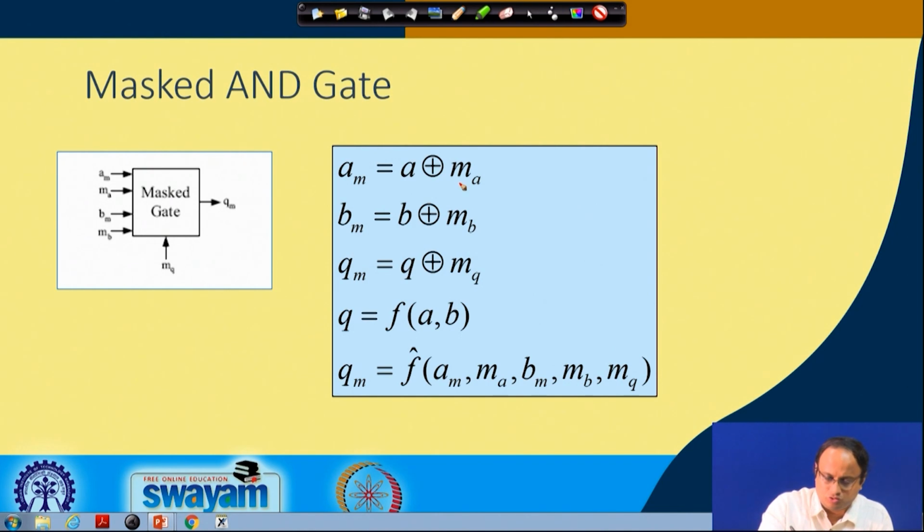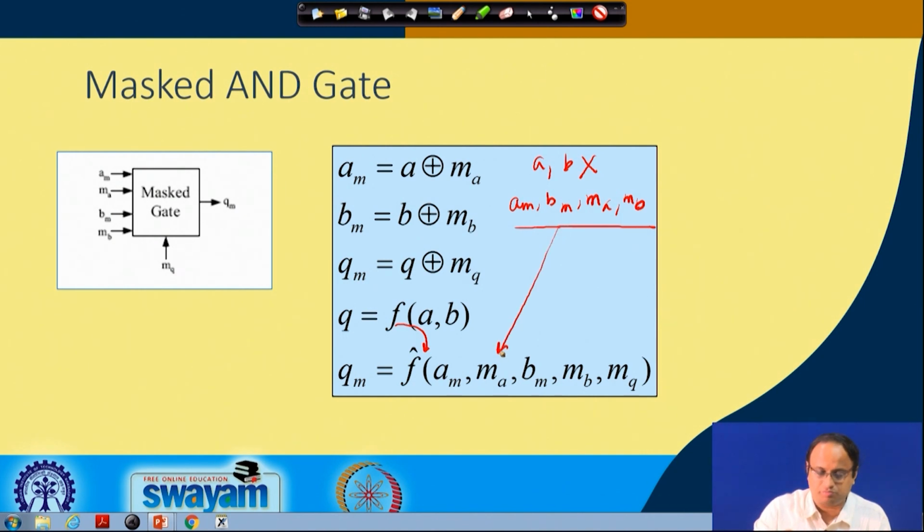It should process on these two parts: on AM, BM, MA and MB. So, in no case should it process on A and B. The idea is that A and B should never be processed together. Therefore, we will convert this function f into another function, say f hat, where f hat processes on these masked values.